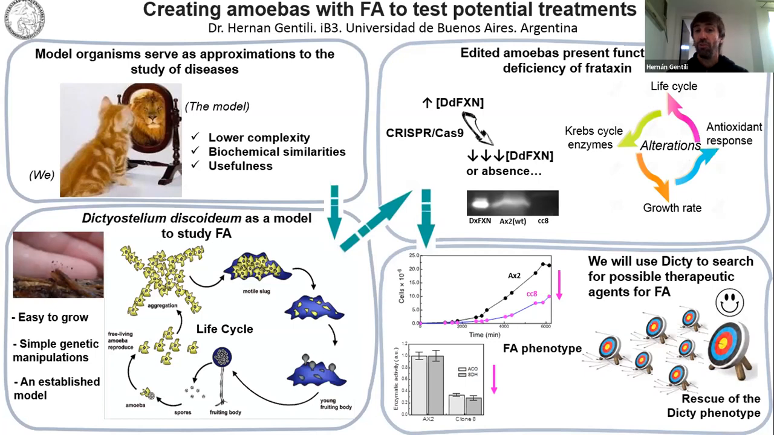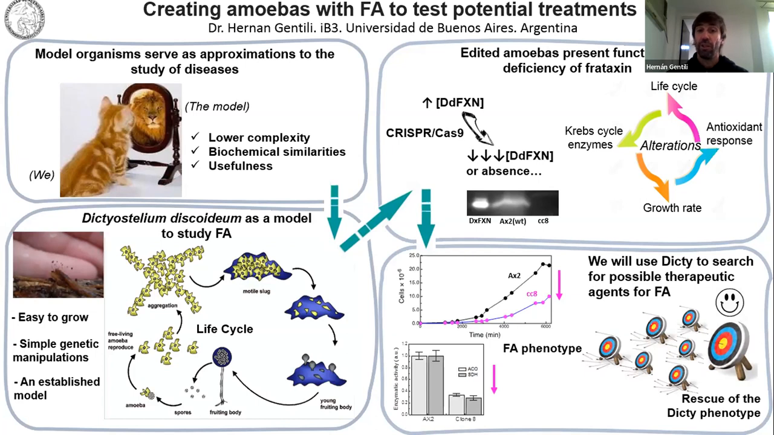We use Dictyostelium discoideum as a cellular model of FA, which from now on I will call Dd. This is an amoeba that lives in the soil and feeds on bacteria and other microbes. And why did we use this amoeba? Because it has certain features that will grant us laboratory results easily. For example, Dd can be grown and genetically manipulated in a simple way. Also, Dd has a life cycle where it can live as a unique cell, and when these amoebas don't have food, they aggregate and form multicellular organisms that can be seen with the naked eye.